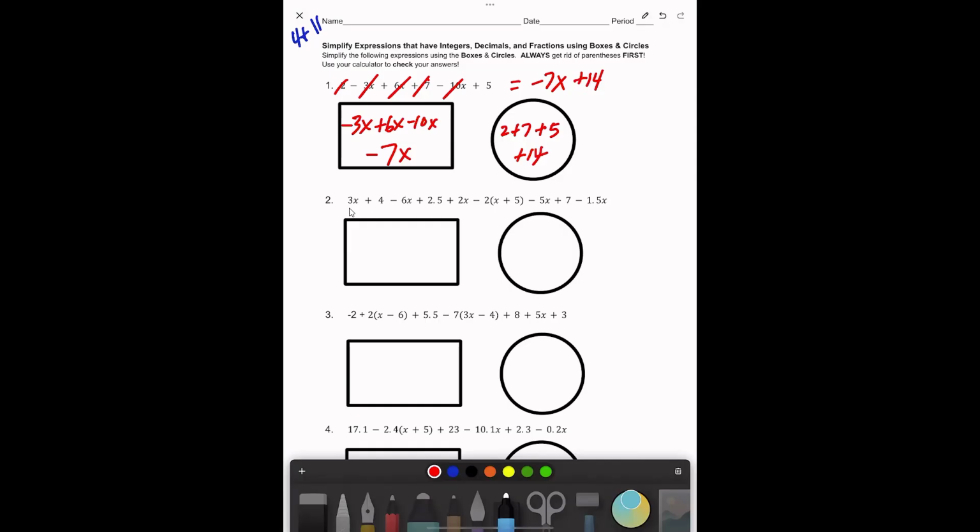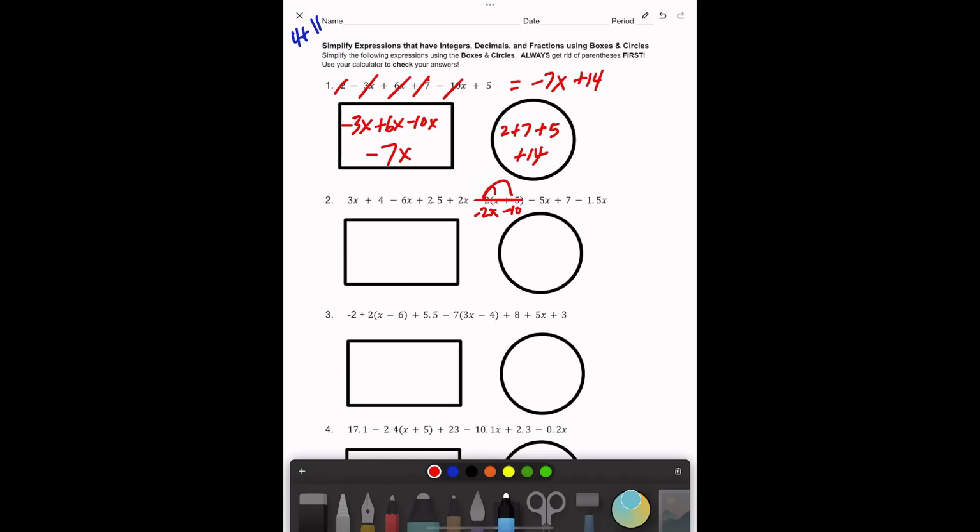Number 2. Now, this has more terms. It also has parentheses. The very first thing you should do before you try to box and circle anything is get rid of the parentheses by using the distributive property. So once you've done that, then you're going to box and circle everything up. So here we go. A negative 2 times 1x is going to be a negative 2x. And then a negative 2 times 5 is going to be a negative 10. So now those terms are gone. So now I can do boxes and circles.